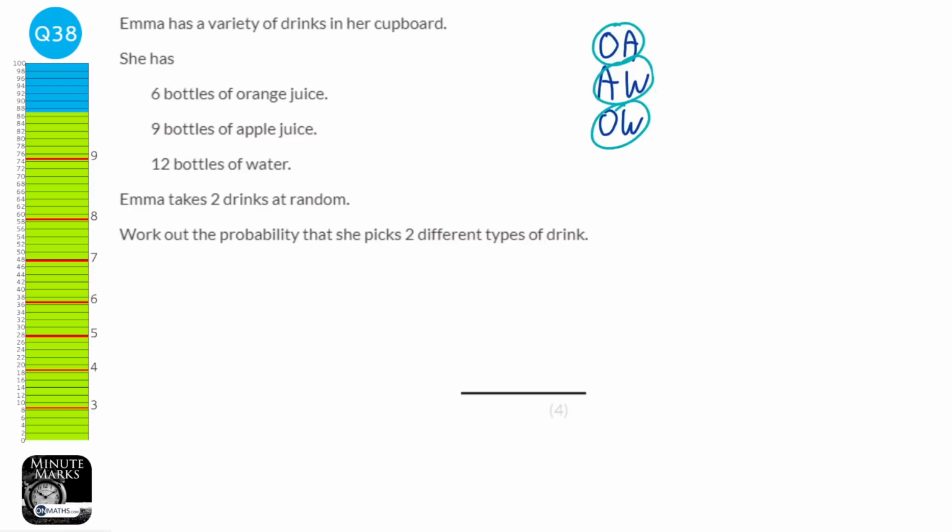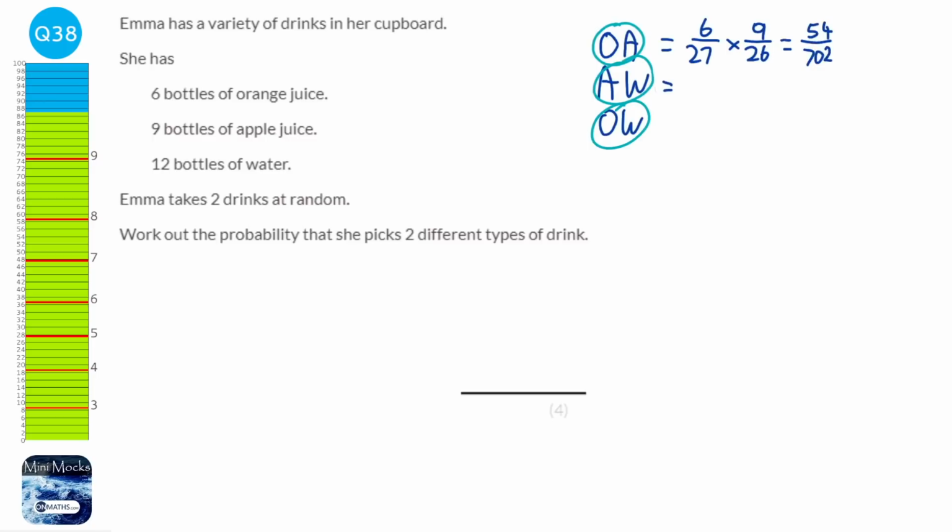To work out the probability of O and then A, so orange juice then apple juice, we work out the fact that the probability of picking orange juice first of all is 6 over 27. And then if we picked an orange juice, the probability of picking an apple juice would be 9 over 26. And so that would be 54 over 702.